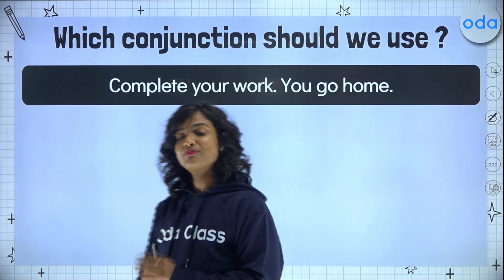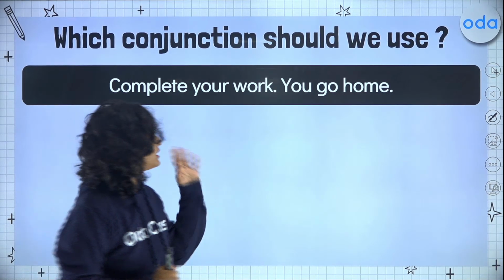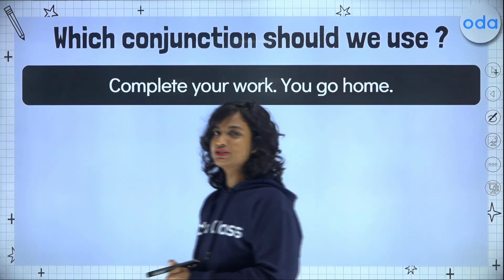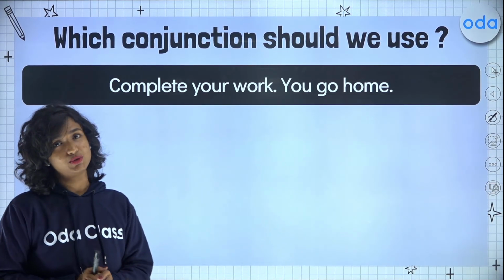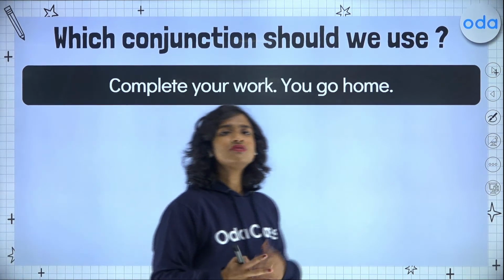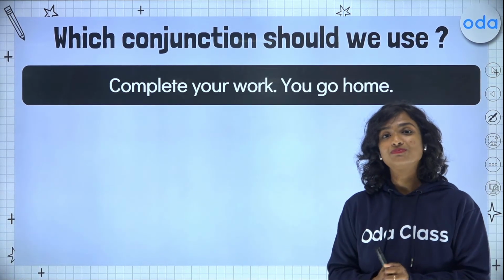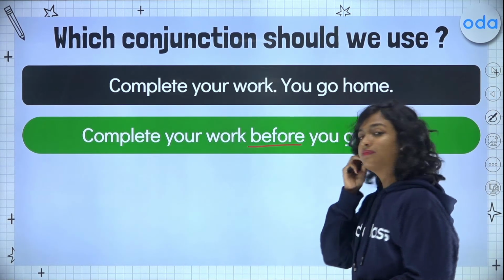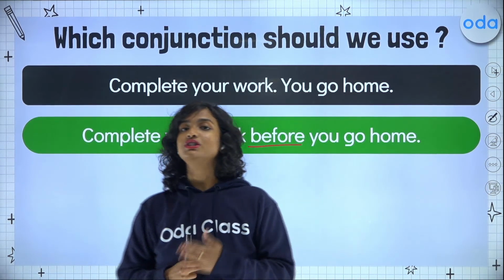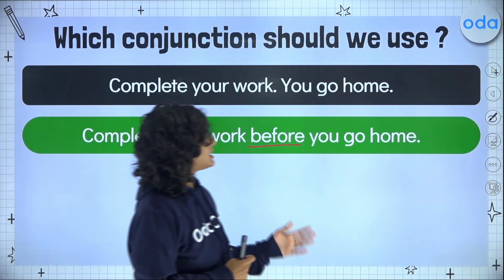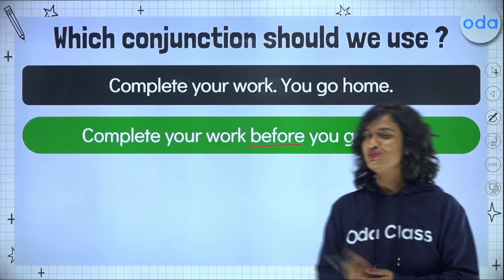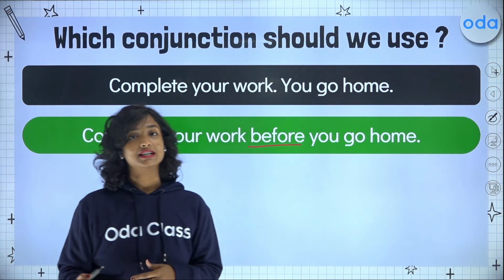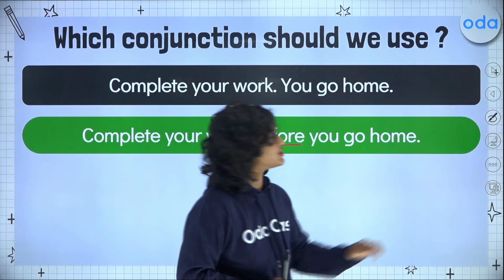Complete your work, you go home. Now, I'm sure that a lot of you have heard this before in school or in your tuition classes. So what do you think is going to be our conjunction that we should use here? Here we want to show a relationship of time, right? Which is why we will use our conjunction before. Complete your work before you go home. We could have also done, you can go home after you complete your work. Notice, students, in both situations, we are trying to show consecutive actions and not simultaneous actions.